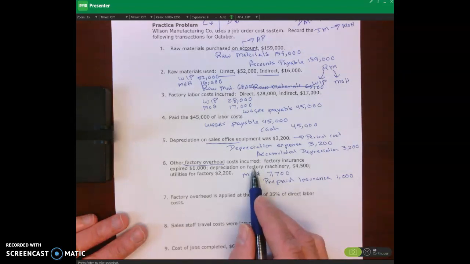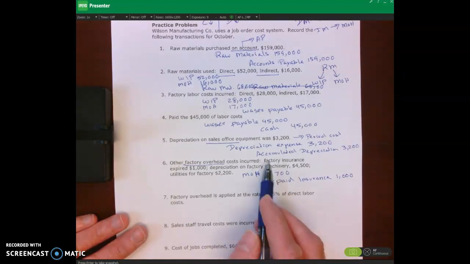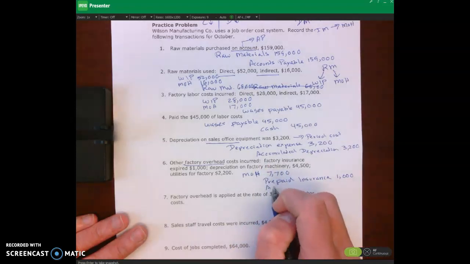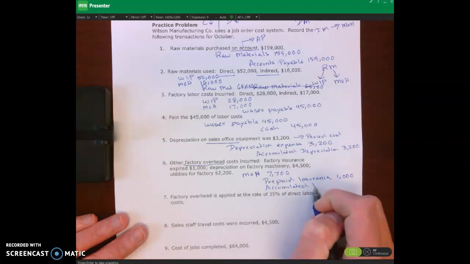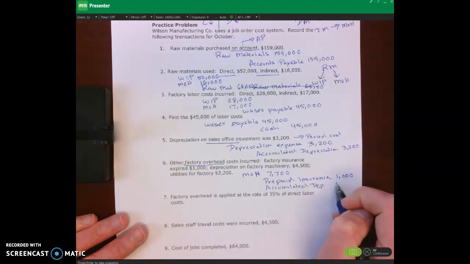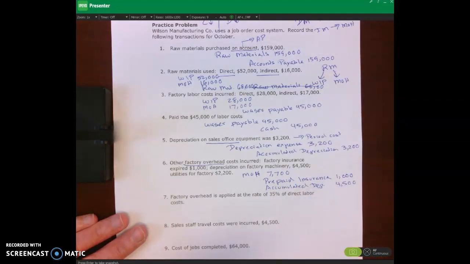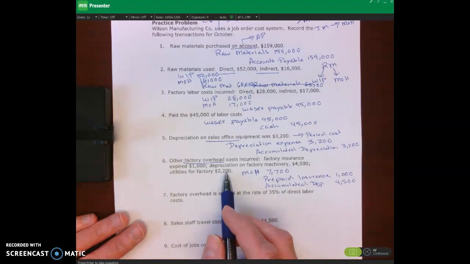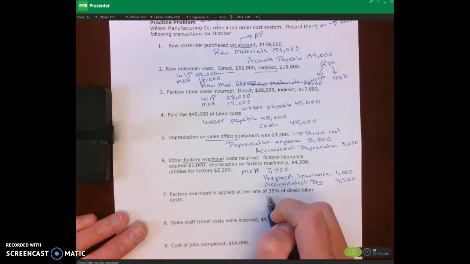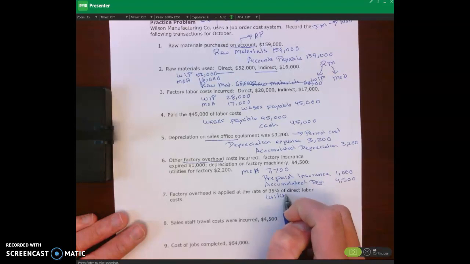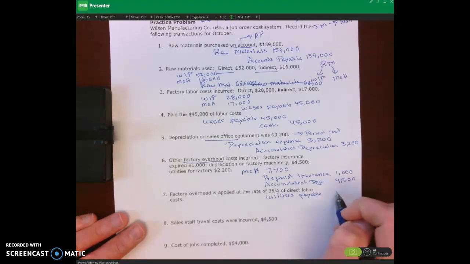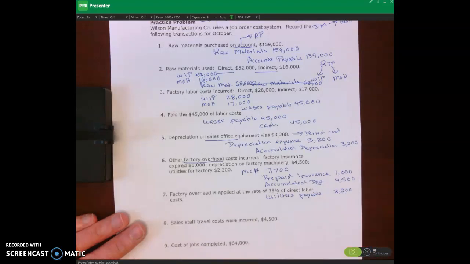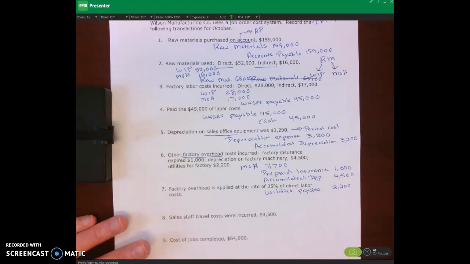And then we have depreciation on factory machinery. We know the credit goes to accumulated depreciation. And then we have our utilities for the factory. Doesn't say paid, so it just goes to utilities payable, $2,200. And that's our full journal entry.